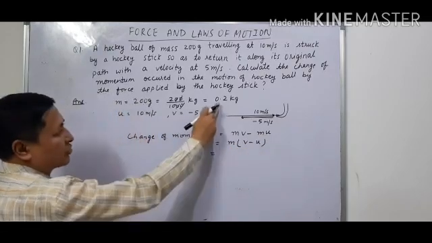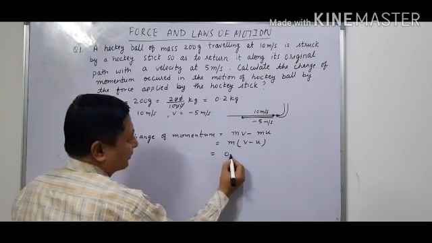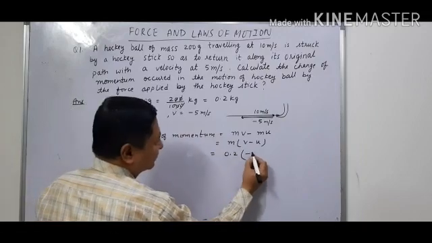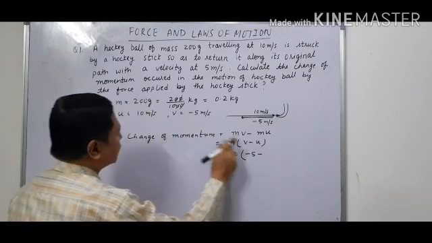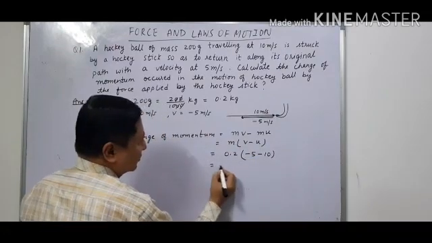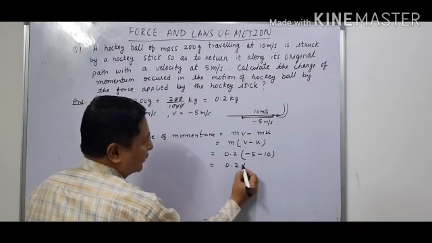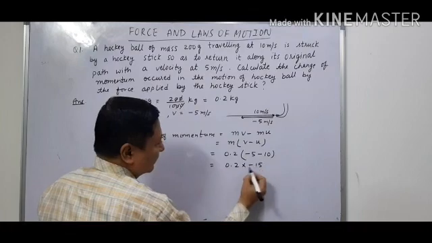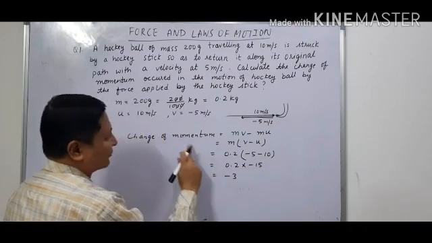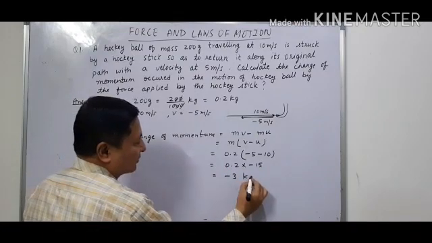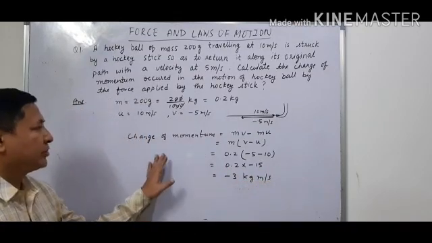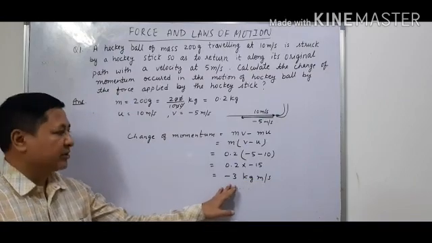Mass is given in the question, 0.2 kg. Final velocity is -5 and minus u is minus 10 meter per second. So let us solve this. 0.2 into -15, and when we solve it, this is -3, and the unit of momentum is kg meter per second. So the change of momentum is -3 kg meter per second.